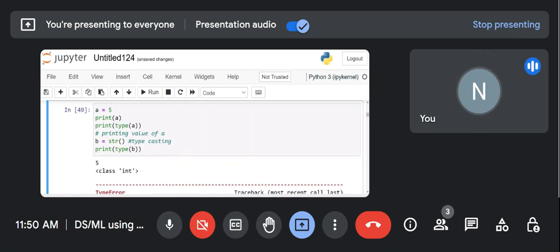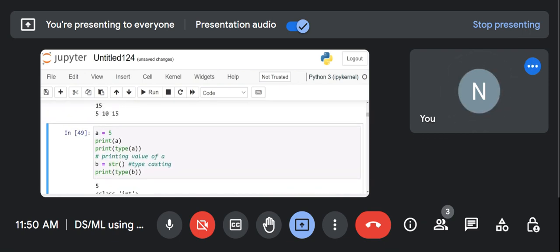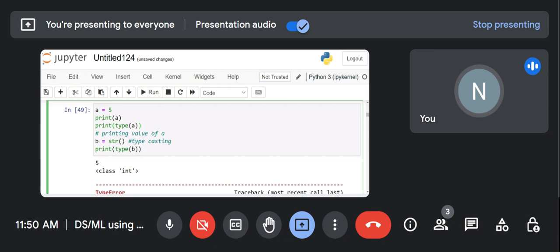Next, here I declare a variable A and assign its value to 5. Then I print A, so it will print 5. I printed the type of A. A is initially an integer, so it printed class int. It's of integer class. Then what I did was b equal to str. That means I'm going to perform the type casting str.